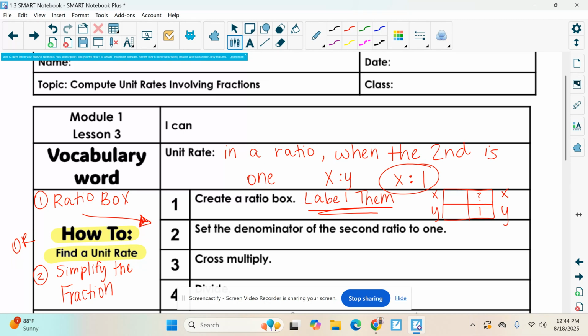So right here where it says set the denominator of the second ratio to 1, that's what we did right here. After that, we cross multiply. What do we do after you cross multiply? Divide, and then you have your answer. Those are your steps. So if on your test it says find the unit rate, you're going to flip through, go, oh, I know we took notes on that, and bam, right here it tells you how to do it.